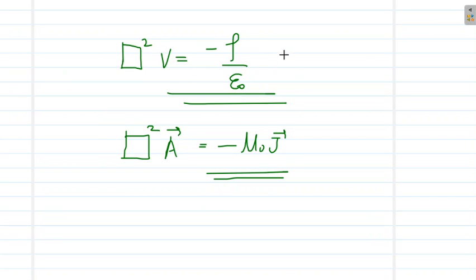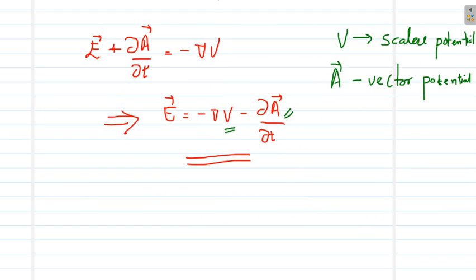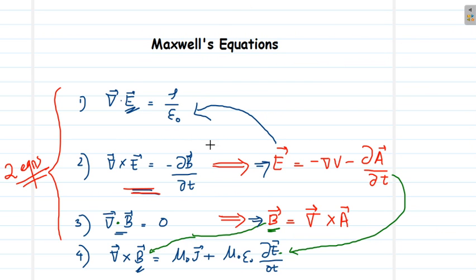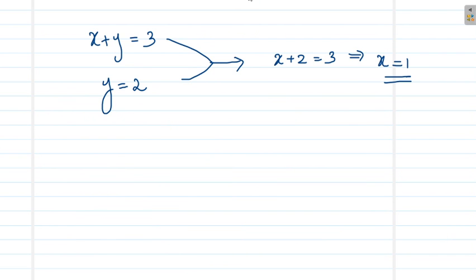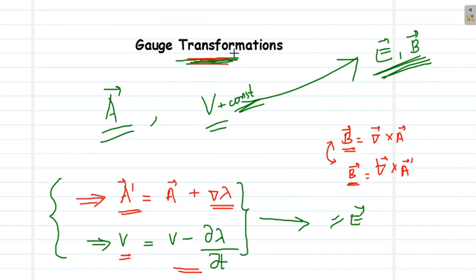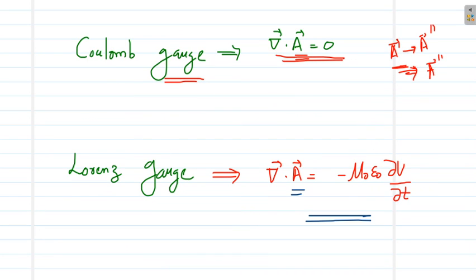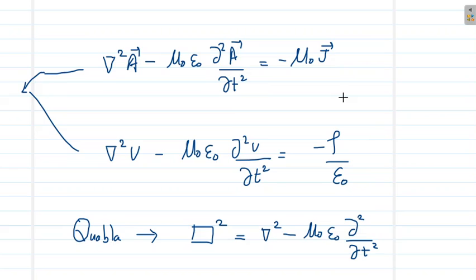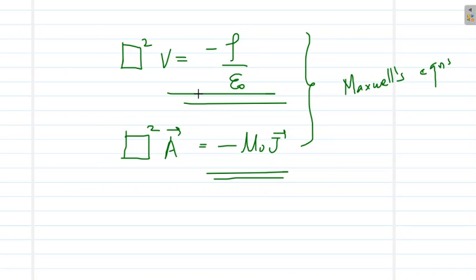And what are these equations? These equations are simply Maxwell's equations in a summarized form. What have we done? We took the 4 Maxwell's equations, we substituted 2 equations into the other ones and got the reduced Maxwell's equations. Then we used some gauge transformation, the Coulomb gauge and Lorentz gauge, and applied them to those equations to get a simplified form. And these are those equations. These equations are called inhomogeneous wave equations.